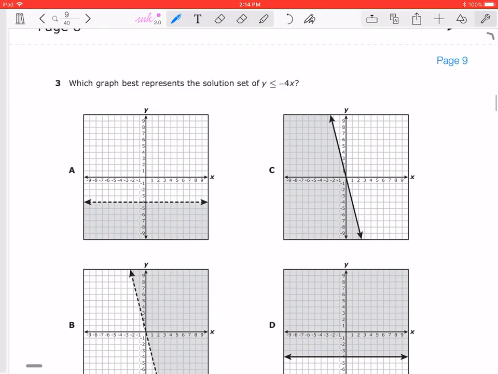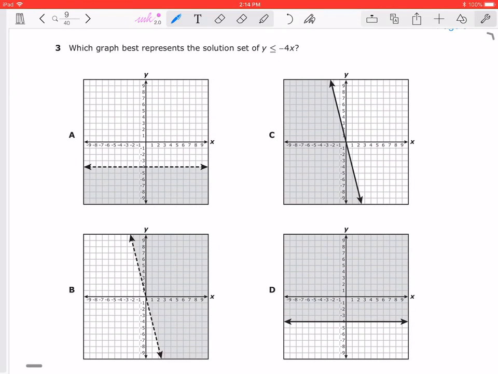All right, welcome back. So on this question, number 3, it says, which graph best represents the solution of the set y less than or equal to negative 4x? If it says less than or equal to, we know we're going to have a solid line, because it can be any value that's on that solid line. So I can eliminate A because that has a dotted line, which would be our symbols less than or greater than. So I can eliminate B as well. So then now my answer choices are either C or D.